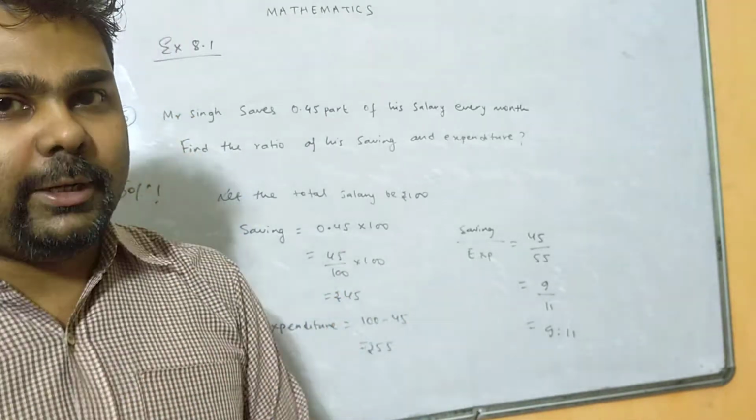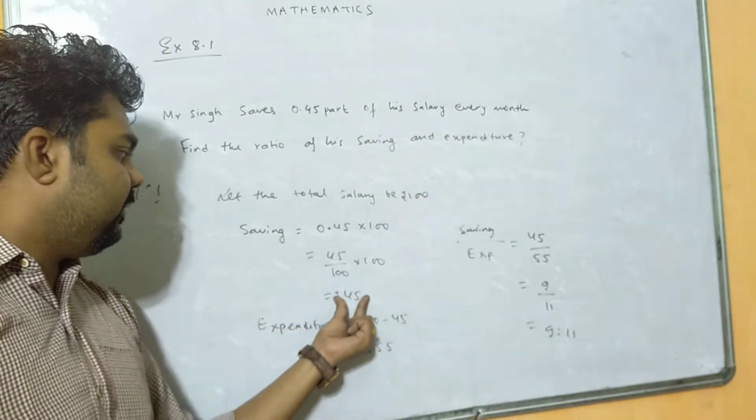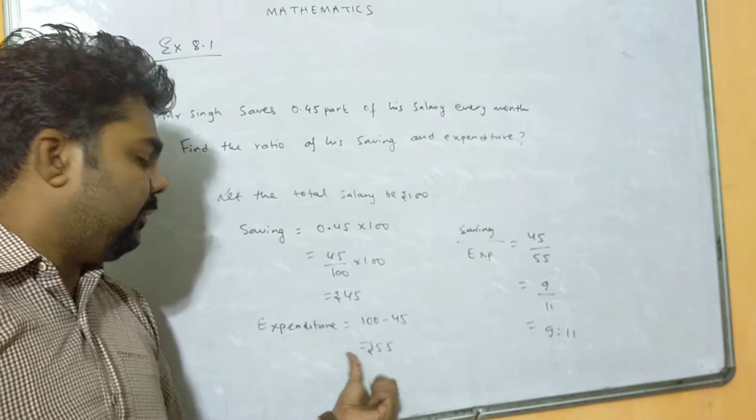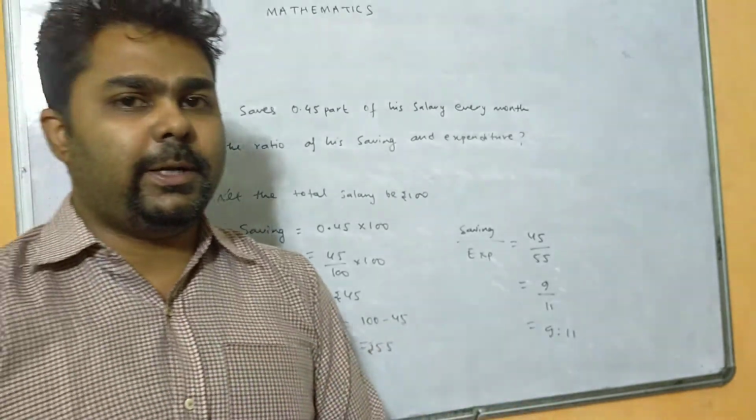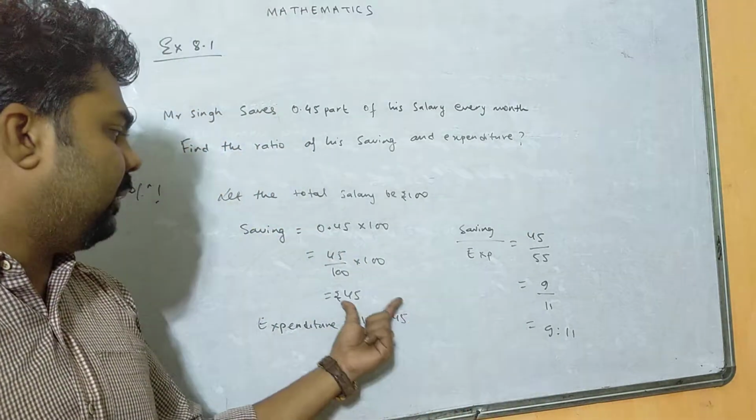So what is the expenditure of that person, Mr. Singh? That is income minus saving. That is 55. This is expenditure. So how much is he spending here? Rupees 55. How much is he saving in his bank? That is 45 rupees, right?